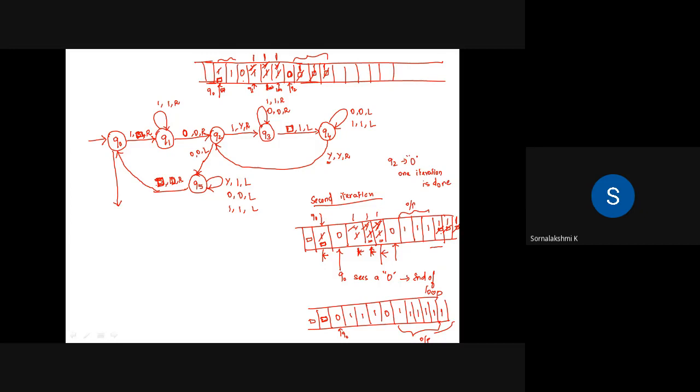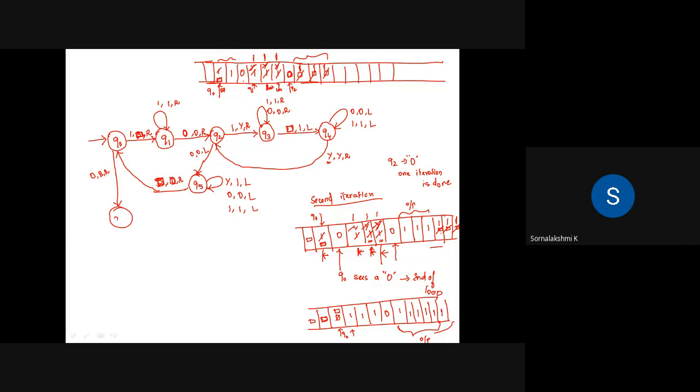Q0 sees this 0. Now I can't leave it as such, because at the end of the computation, your tape should have only the expected output. So my tape should have only the 6 ones. All these should be cancelled. That is why we have separate states. So Q0, when it sees a 0, replaces it with blank and proceeds to the right. So this will be replaced with blank first, then it proceeds here.